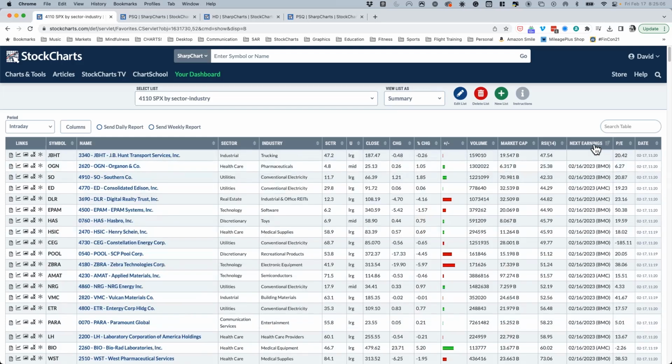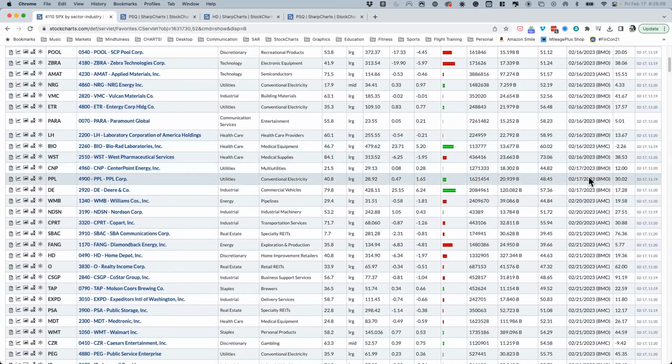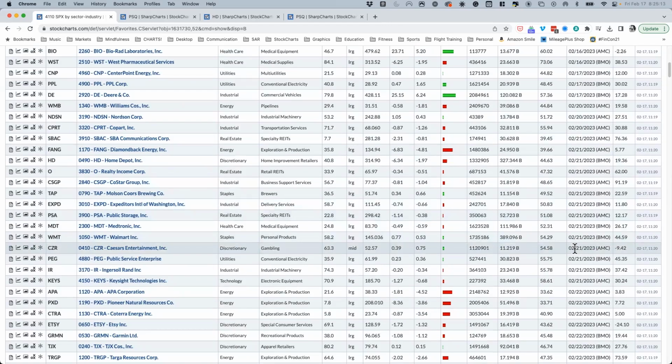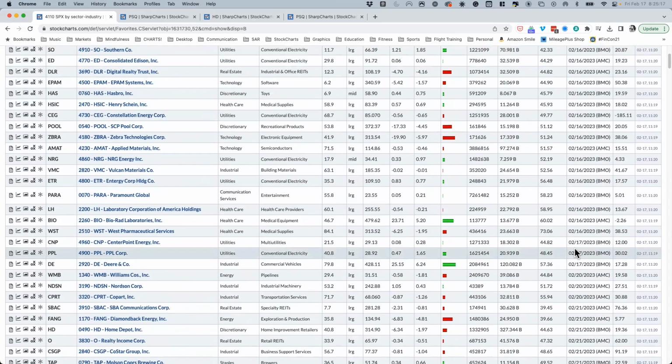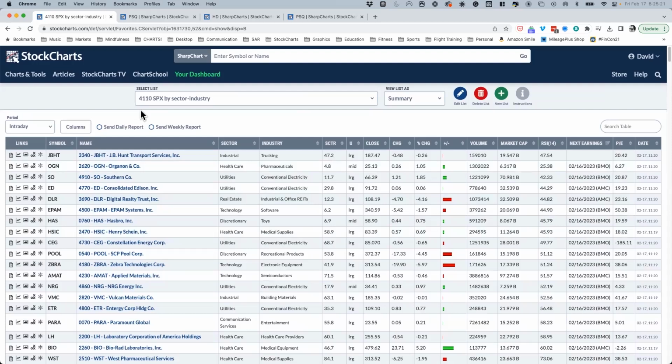Also super helpful for looking at earnings. You can see when these companies are going to be reporting earnings within a list of stocks. You can start to plan ahead for the next week, particularly if you have a portfolio. This is a really good way of just knowing when there's a potential catalyst that you may want to be aware of and preparing for.